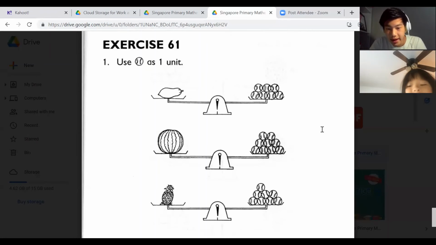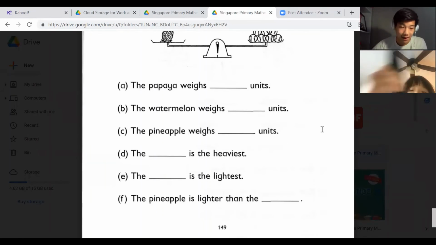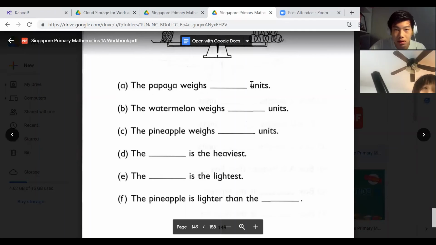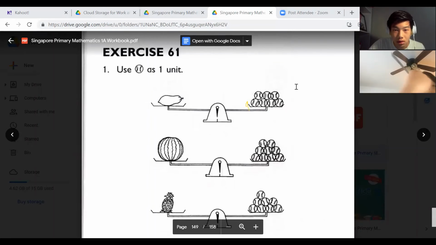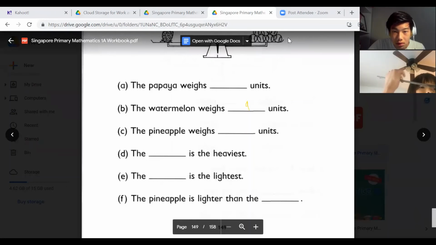8, perfect. Okay, so the something is the heaviest. Oh wait, let me put the things. Well, okay, so you have, I think, actually, I don't really, 7, 9, and 8. So on 7, so it's 8, okay. I don't really know if you can see that. Okay, the papaya weighs 7, watermelon weighs 9, and the pineapple weighs 8.